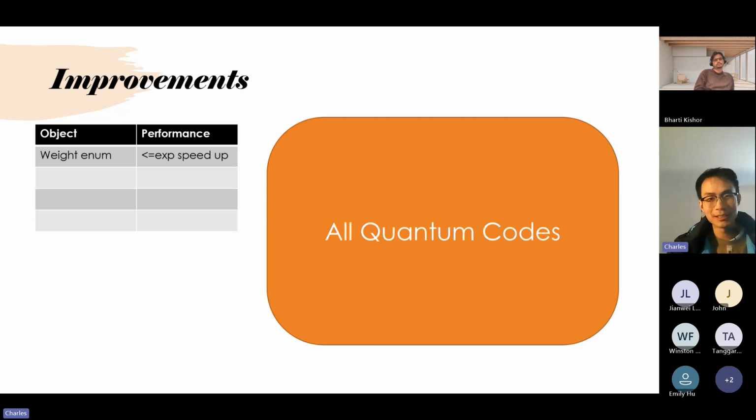So just to summarize what we have done with this tensor network algorithm: now for all quantum codes, we have a way to compute this weight enumerator, and in some cases it is even exponentially faster than what we could previously do.